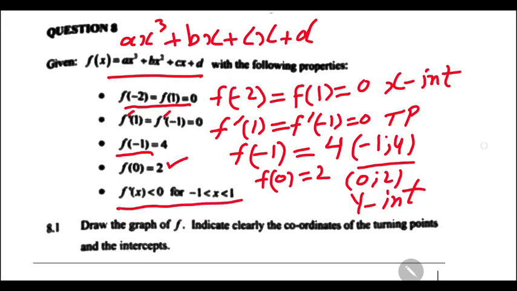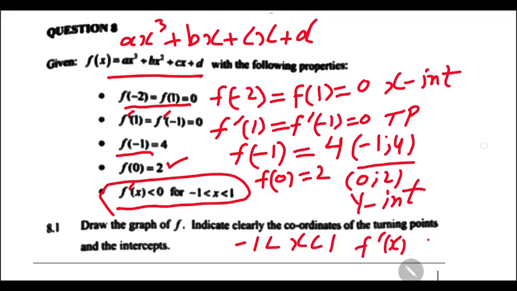The last one, this is an important one. The first derivative is less than 0, which means the first derivative is negative between -1 and +1. So between -1 and +1, the first derivative is less than 0, meaning it is negative. That you must remember. Now we need to draw the graph, sketch the graph.